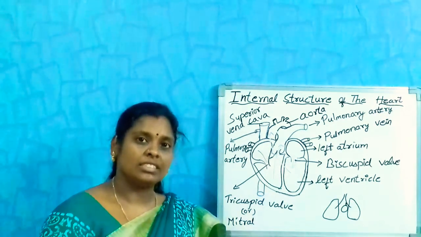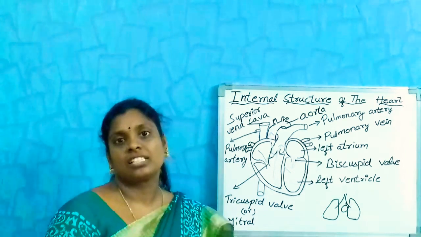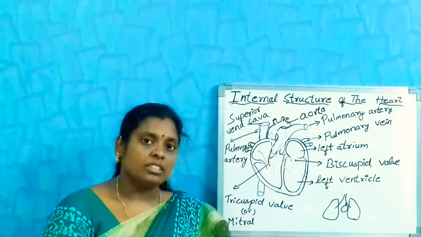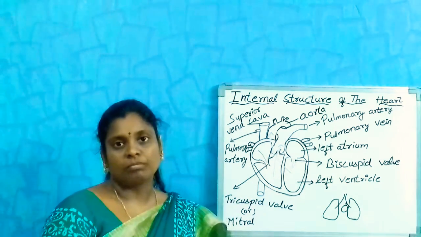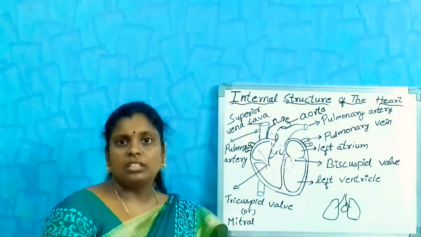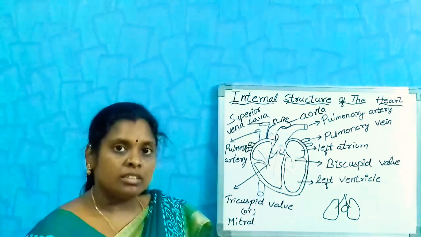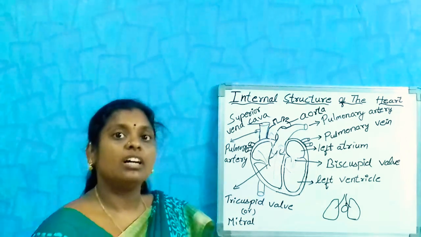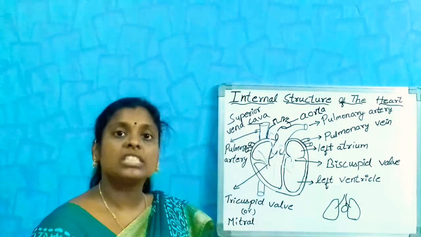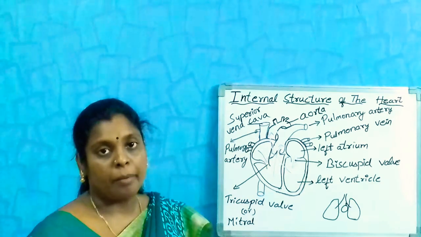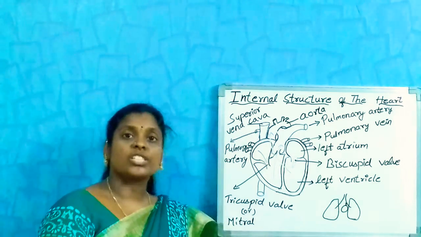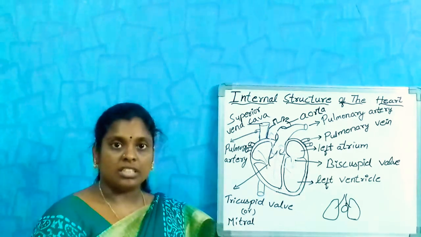Good morning, children. We are back to our class in the chapter Transport System. Till now we have learned about the heartbeat and the relationship between the heartbeat and pulse, and about arteries and veins. Now we are going to learn about the internal structure of the heart.